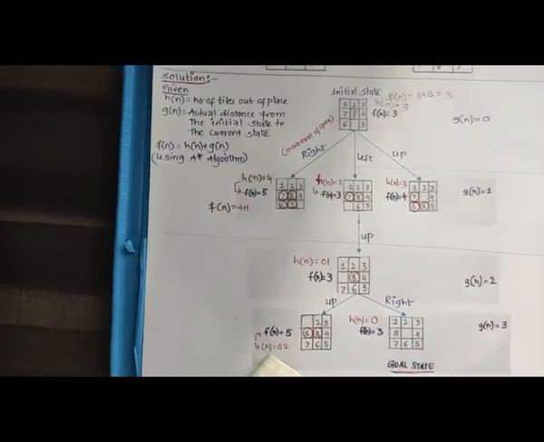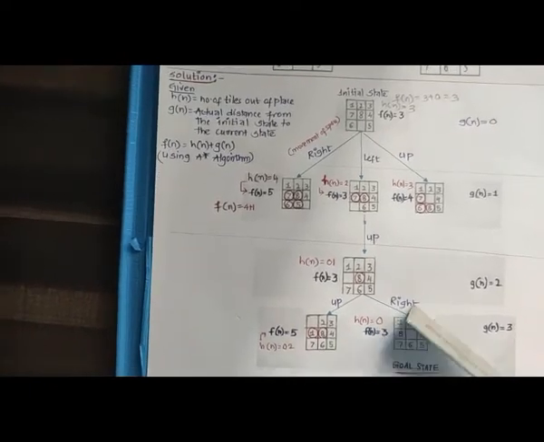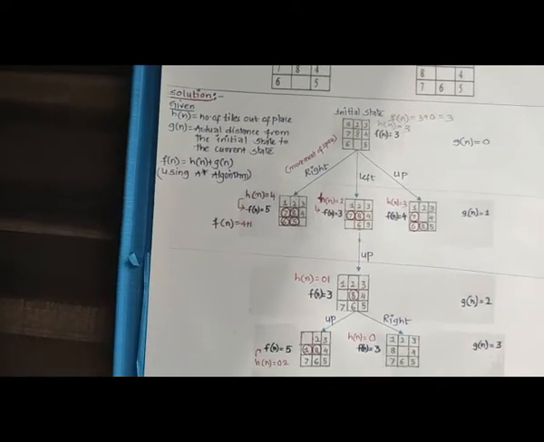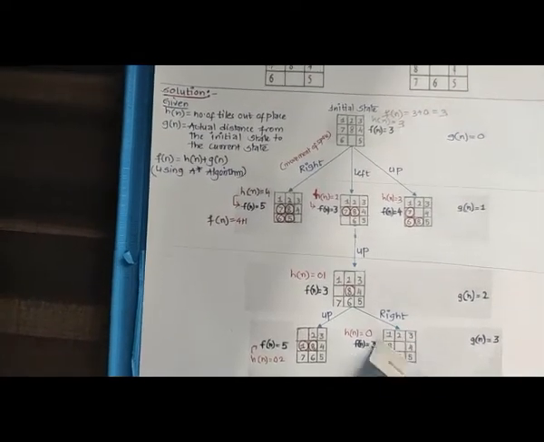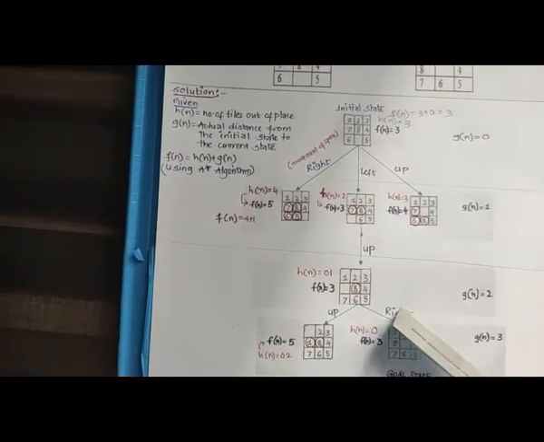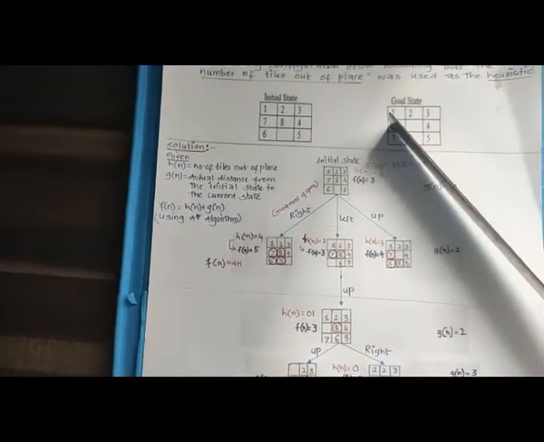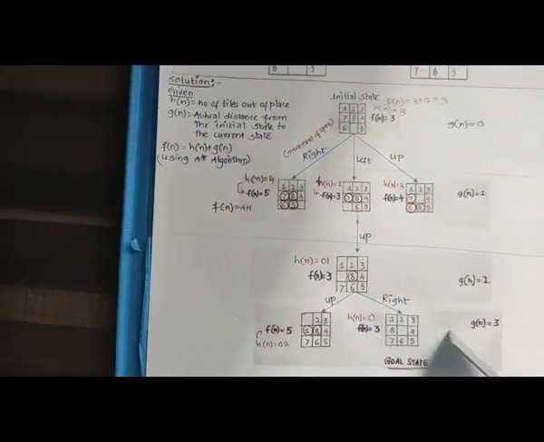Again I find out the value of f of n for each, and I find out which is minimum. Now at each step I compare my position and I need to find out the value of h of n. Now h of n comes out to be 0. That means there are no tiles which are out of place in comparison to the goal state. That means I have reached the goal state.